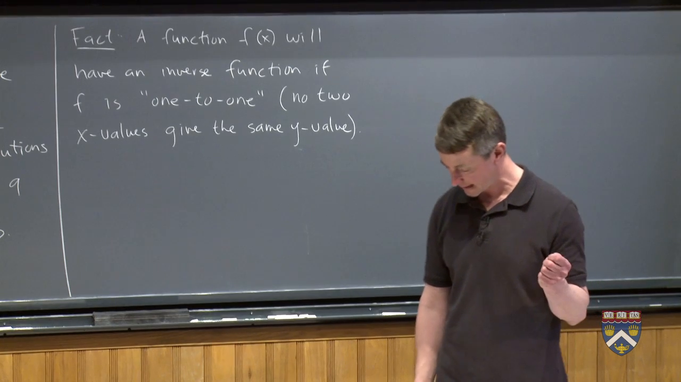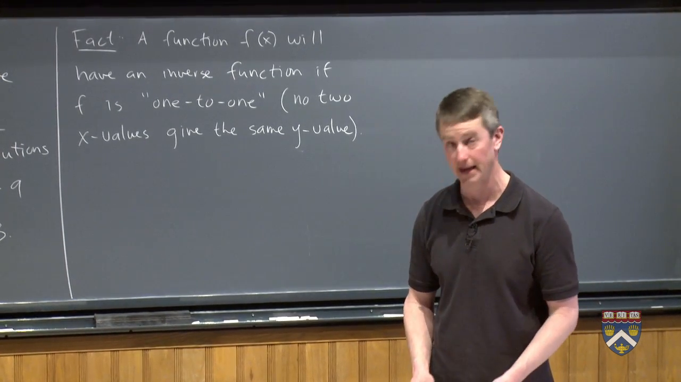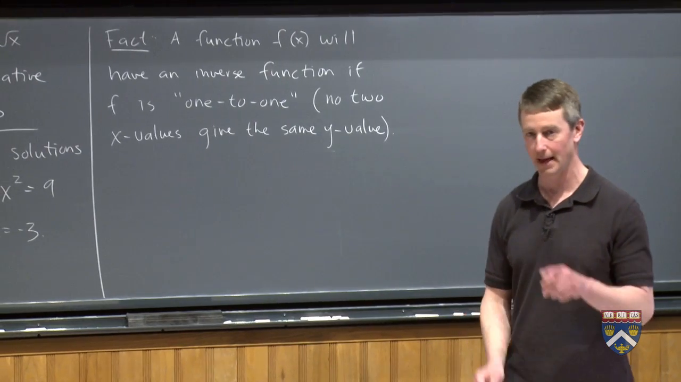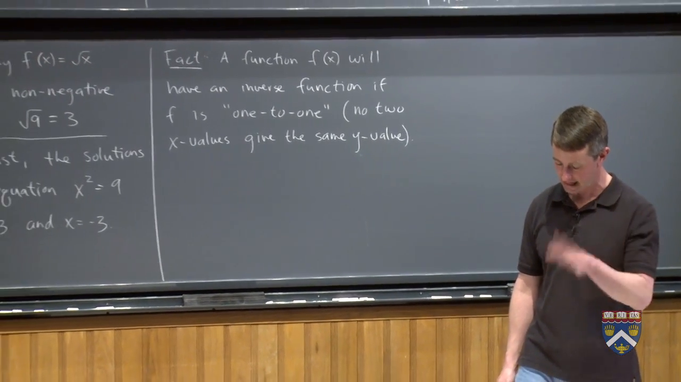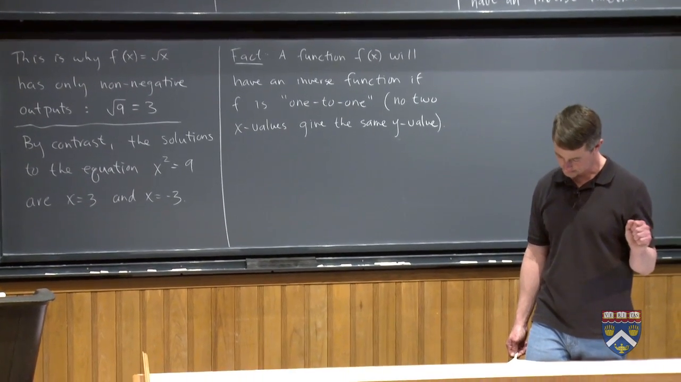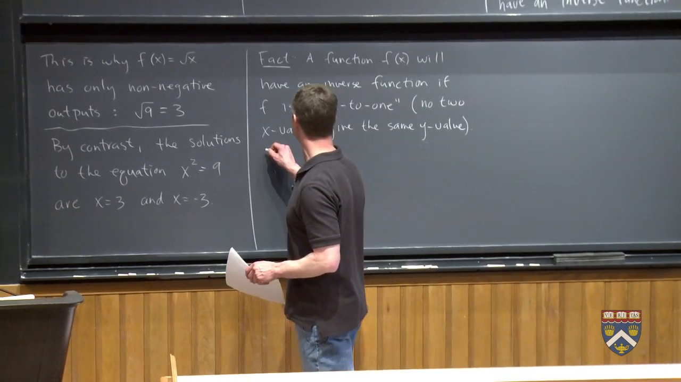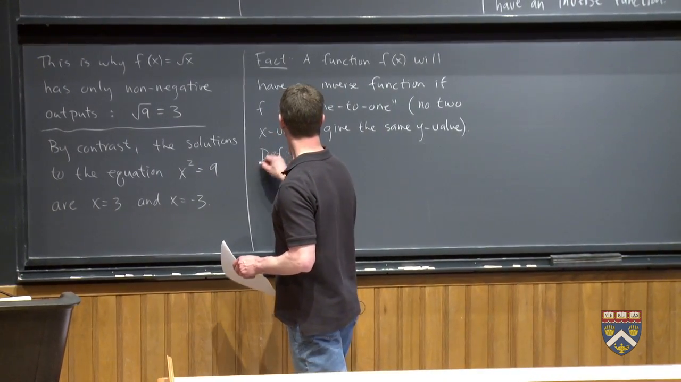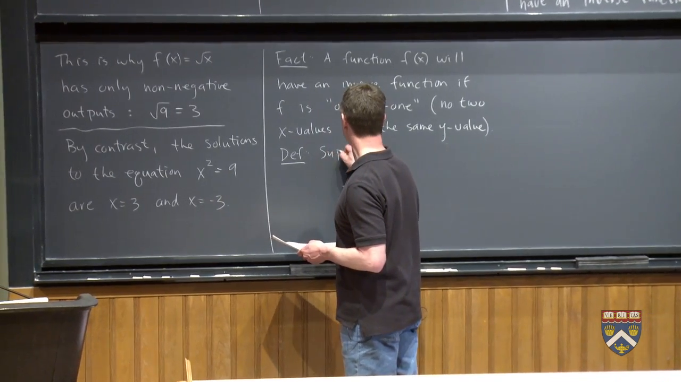We'll have to do the same thing next week when we find inverses of trigonometric functions, because they have the same problem that x squared does. They have repeated y values; more than one x value will give the same y value. So now I think we're ready to make our actual definition. So let's suppose that we do have a function f of x that's 1-to-1.